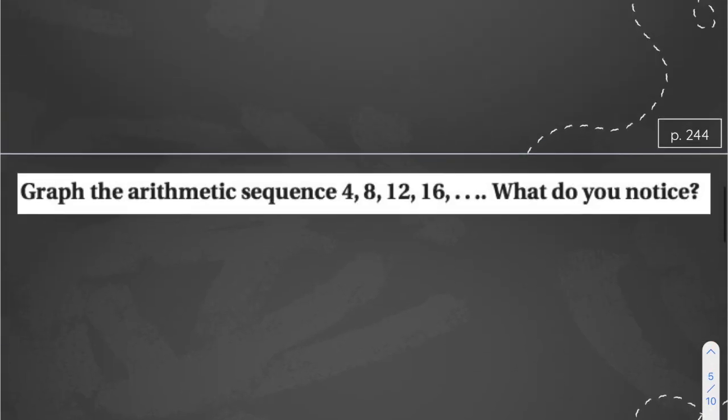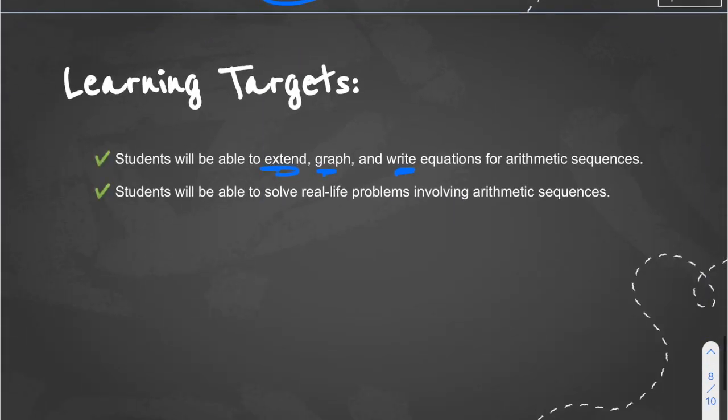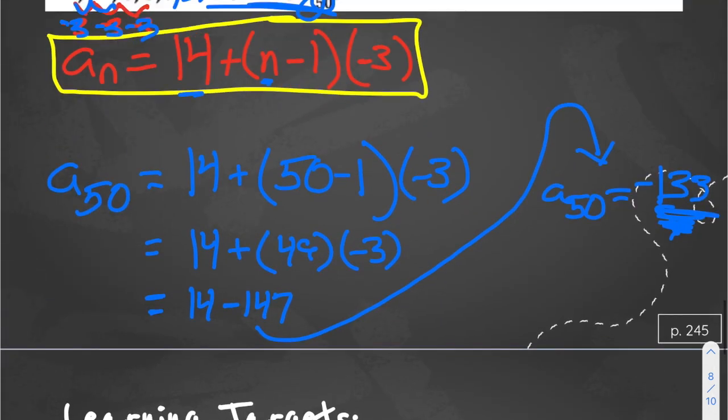We graphed a sequence by making that comparison of saying, hey, we could put these in a table where the first term is 4, second term is 8, and go from there. And these are kind of like our x and y on a graph, and we can graph these. And then lastly, write that equation.